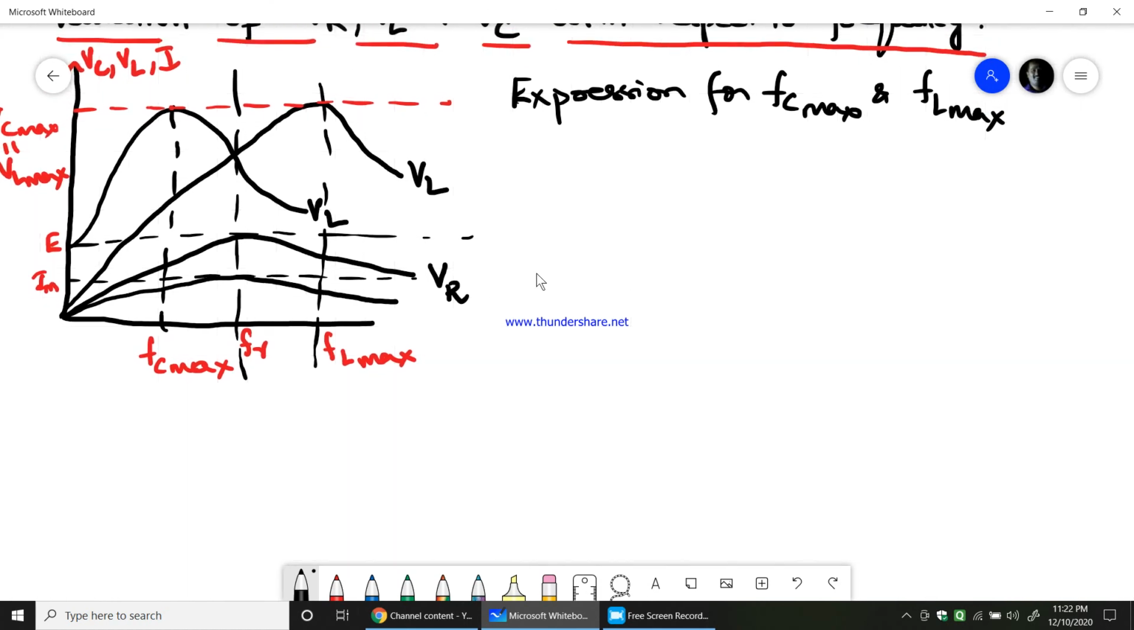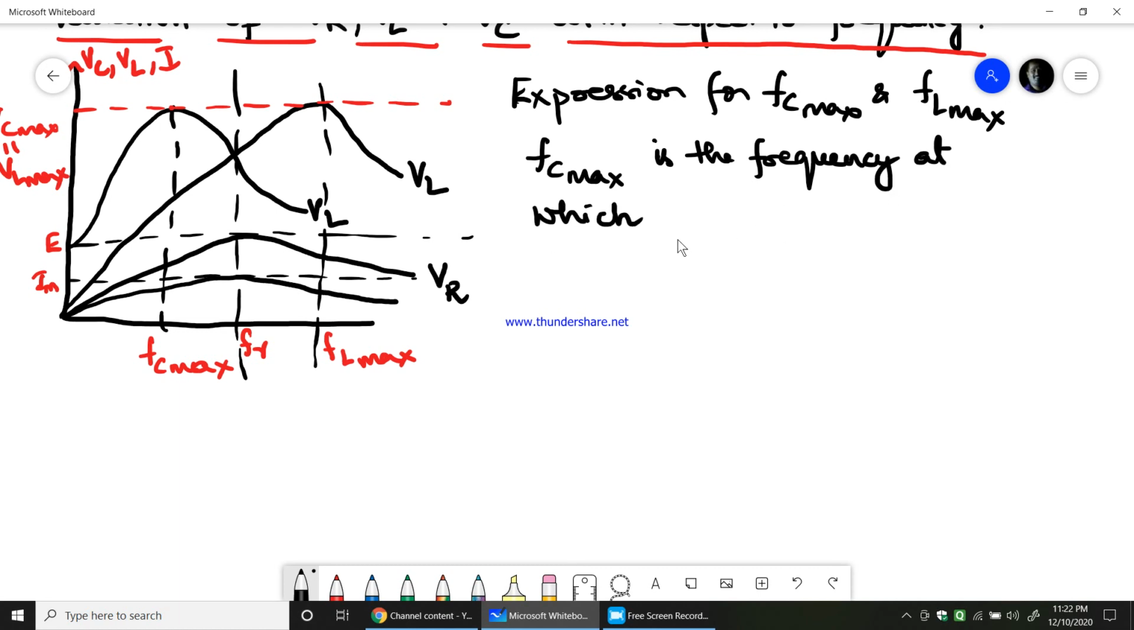So here, what is fC max? fC max is the frequency at which Vc max occurs.